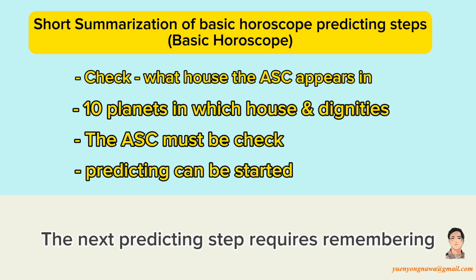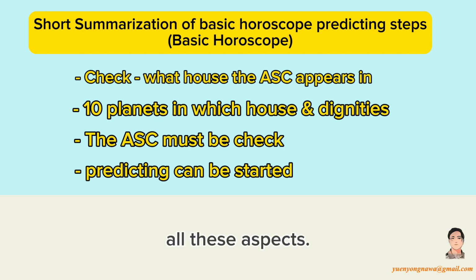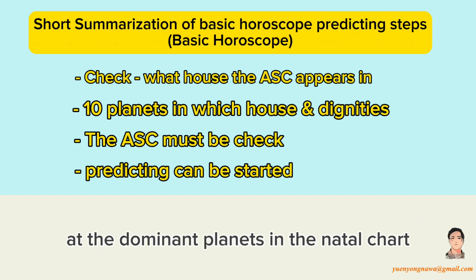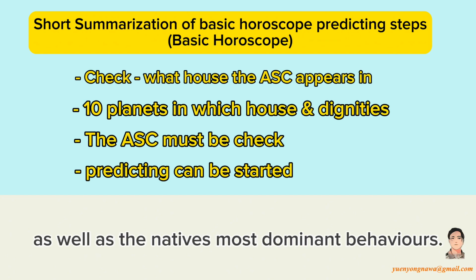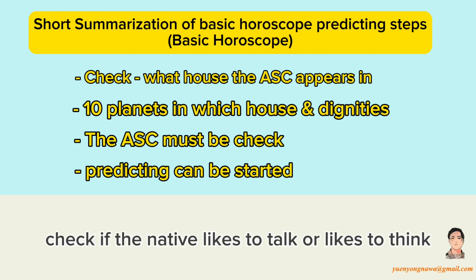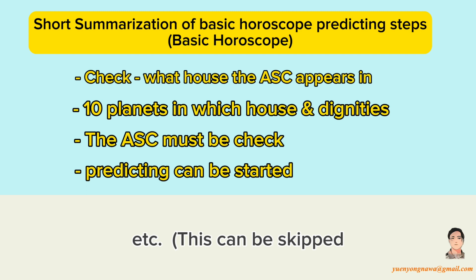The next predicting step requires remembering all these aspects. The ascendant must be checked to see if it is correctly calculated by taking a look at the dominant planets in the natal chart as well as the native's most dominant behaviors. For instance, check if the native likes to talk or likes to think, etc. This can be skipped if you are not yet proficient.